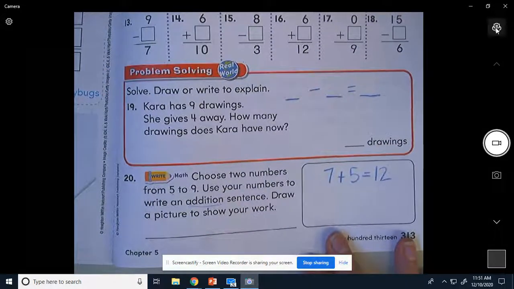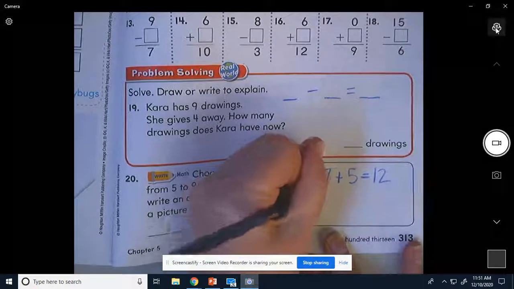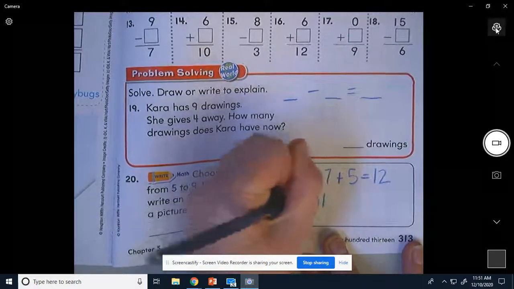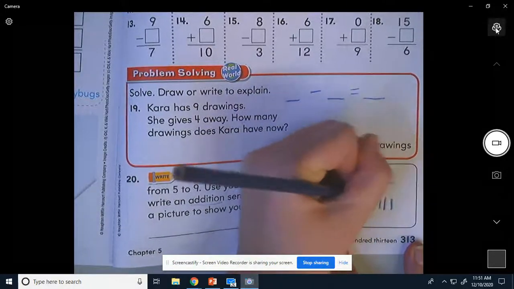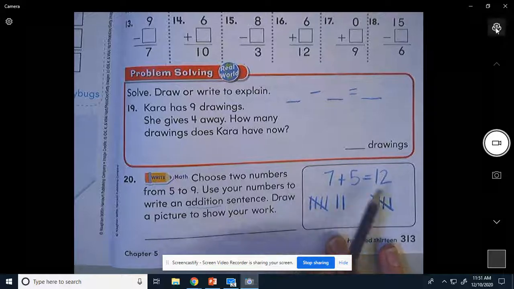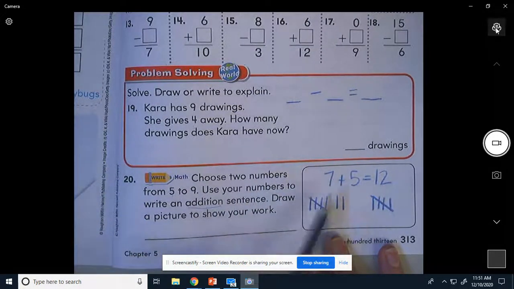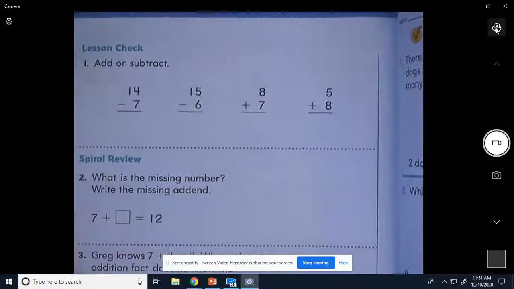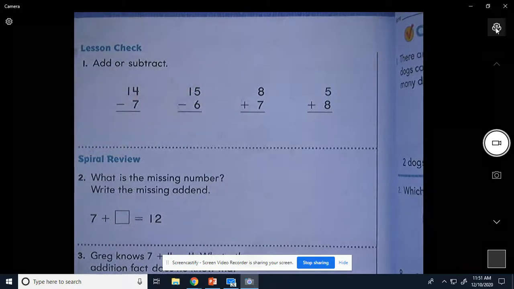12. And now it says draw a picture to show your work. So I'm going to make 7 tally marks. And then I'm going to make 5 more. I'm going to count them: 5, 10, 11, 12. Okay? You can use my numbers or you can use your own. Okay, you're just adding and subtracting here. Make sure you pay attention to the sign so you know which one you're doing.